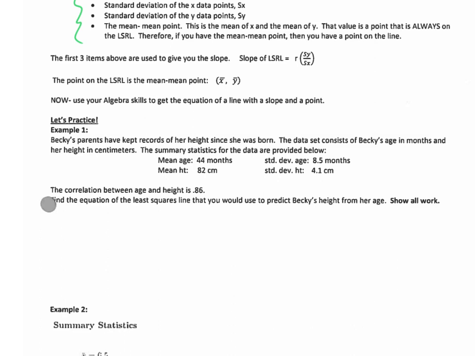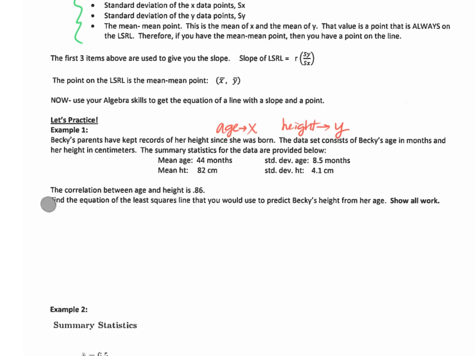Becky's parents have kept records of her height since she was born, and the data set consists of her age in months and her height in centimeters. So I'm going to say that her age is probably our explanatory variable, and her height is going to be that response, so that will be our y variable.